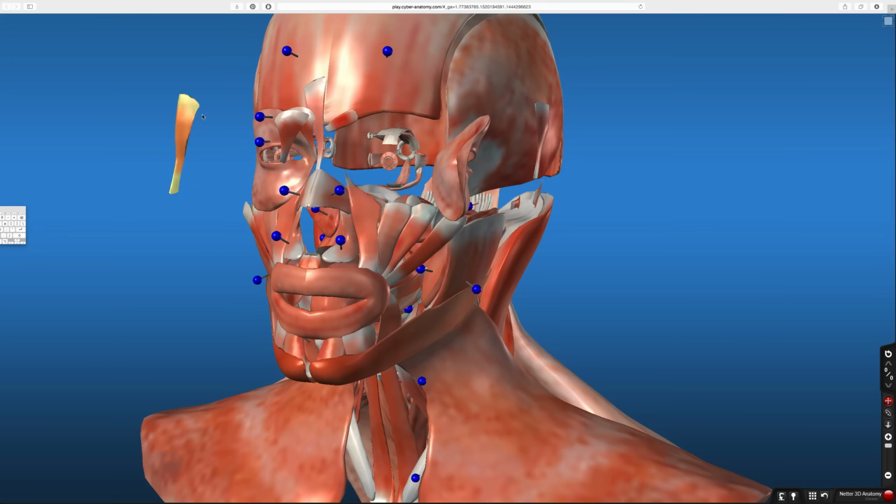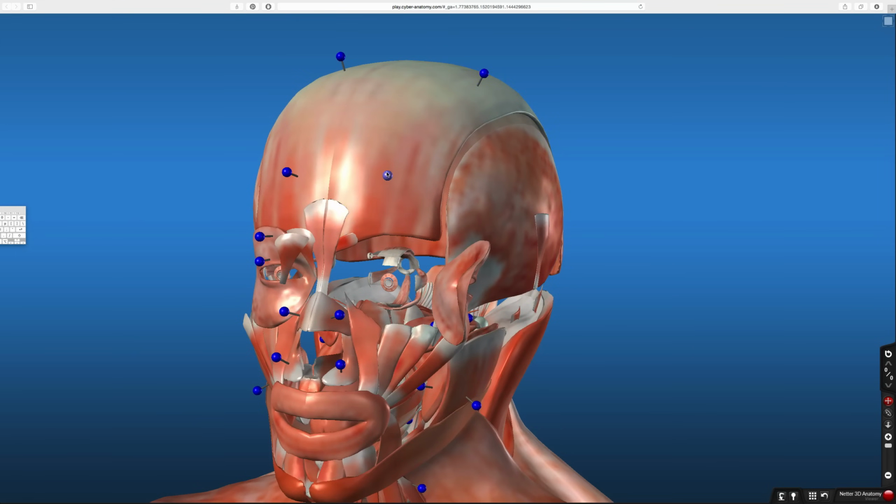Let me see if I can move this out of the way as well. It doesn't make a difference. Anyways, there you go. That's your corrugator supercilii over here. Remember, this muscle draws your eyebrows together and inferiorly.